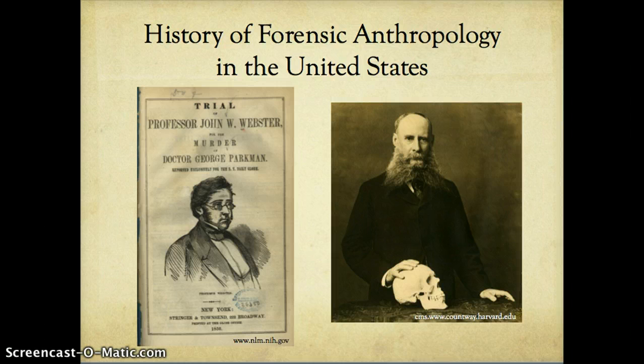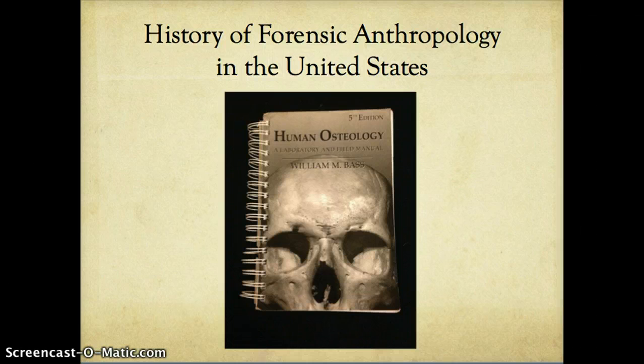Thomas Dwight was named the father of forensic anthropology because he was the first to publish on the topic in 1878. Although forensic anthropology started up in Washington, D.C., not much was happening in the rest of the country. Forensic anthropology finally began to evolve as a recognizable discipline during the 1970s.